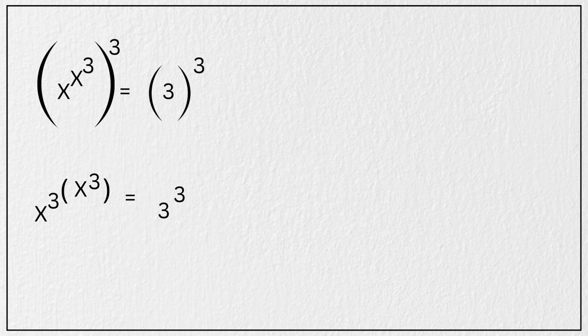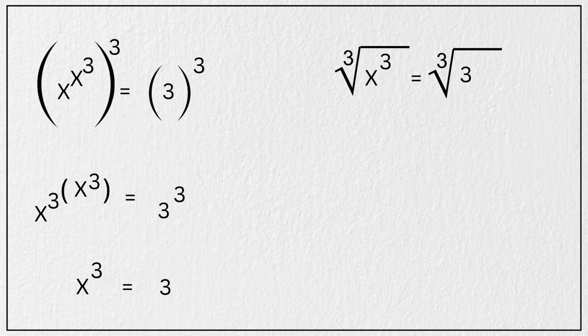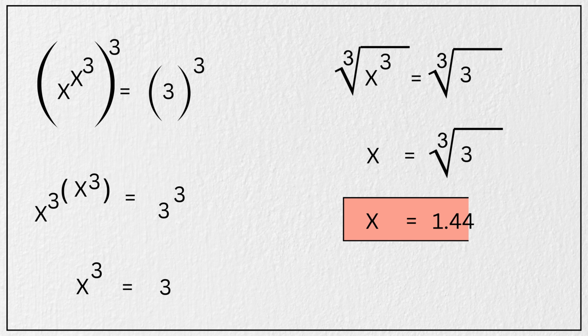Now notice something. For this to hold true, x cubed itself must be equal to 3. So we simply need to solve x cubed equals 3. Taking the cube root on both sides, we get x equal to the cube root of 3. That is approximately 1.44, and this is our real solution.